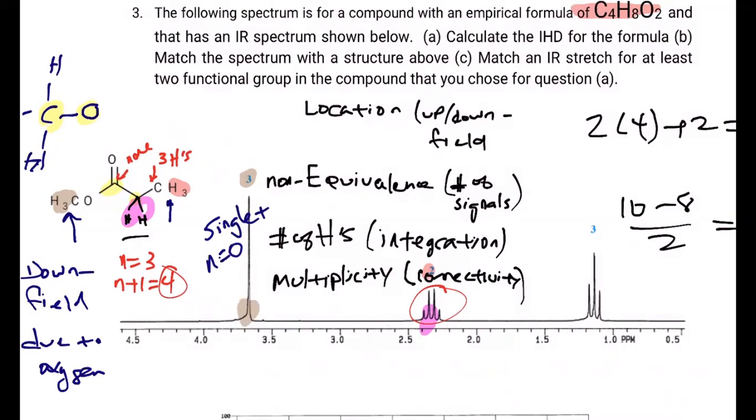Right, and then you only have one thing left, which is the triplet, which is going to be that CH3 that's on the end, right? Because it has 2 neighbors. And the integration is 3. Right, so that CH3 right here, that should be a triplet. N is 2, N plus 1 is 3.